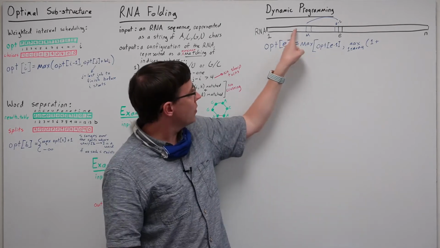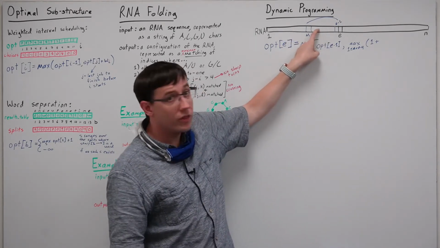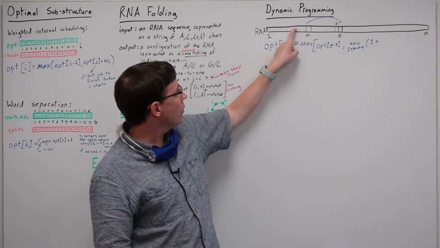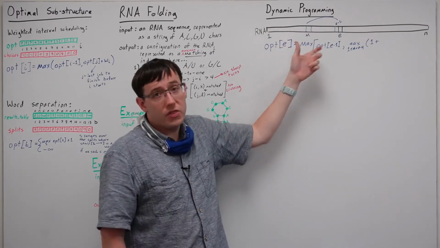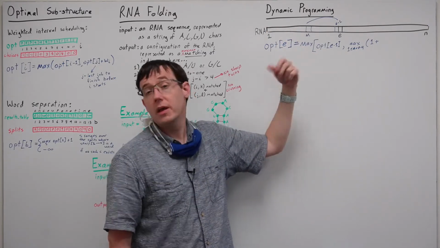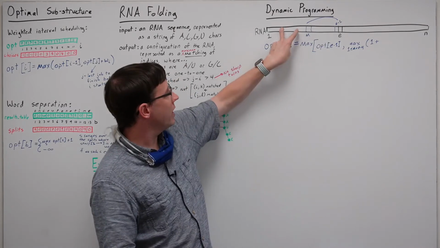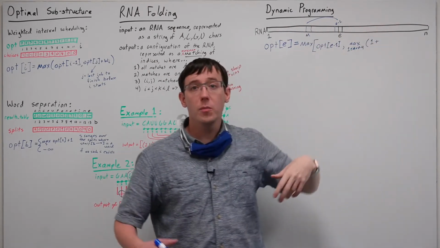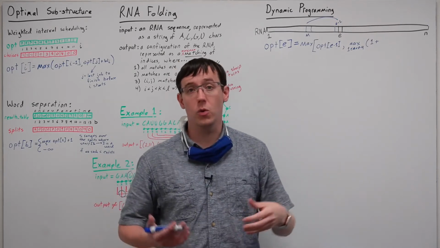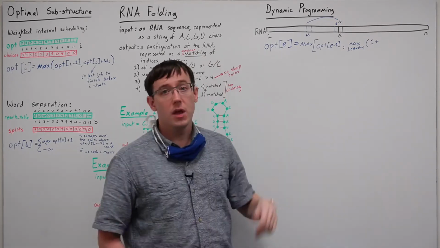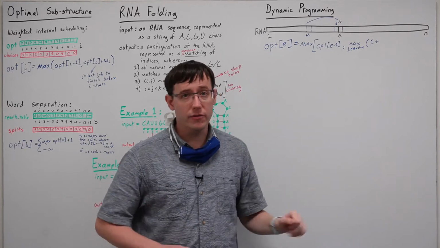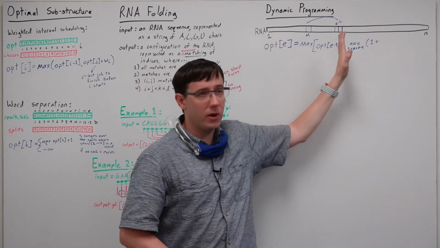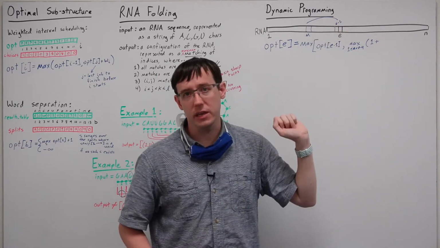It's still possible that there could be pairings within this range or within this range, but those are subproblems. And it's also possible that there could be pairings from this range to this range, but we'll handle those when we get to larger instances. Because right now we are only trying to find the optimal number of pairings up through element e.